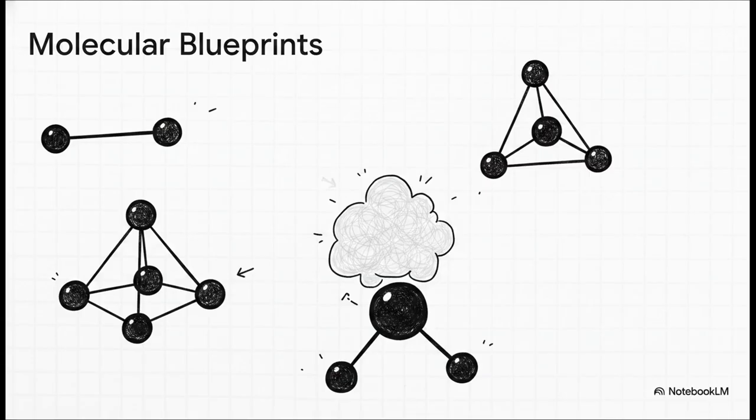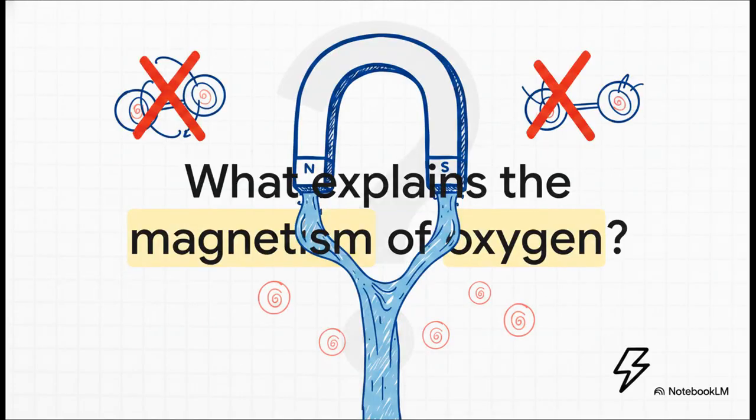If it's sp hybridized, it's a straight line. If it's sp2, it's a flat triangle. If it's sp3, we get that 109.5 degree tetrahedron. And what's really fascinating is that unshared electrons, lone pairs, they take up physical space too. They slightly bend those perfect angles, which, by the way, is exactly why a water molecule has its distinct bent shape.